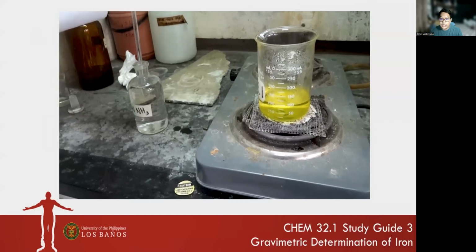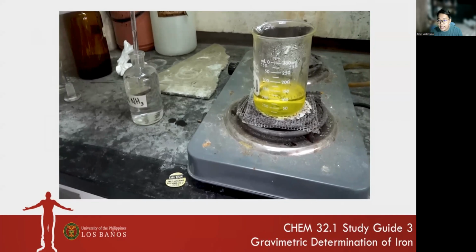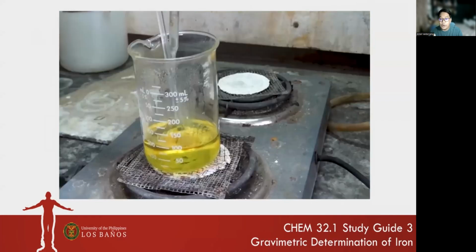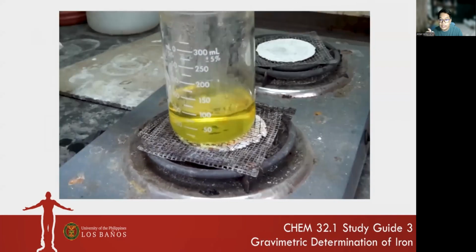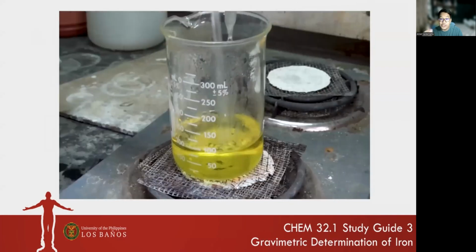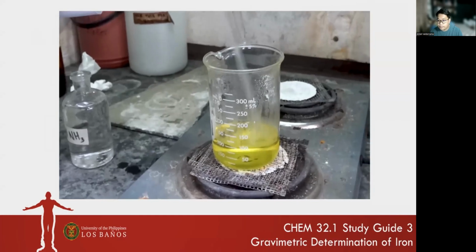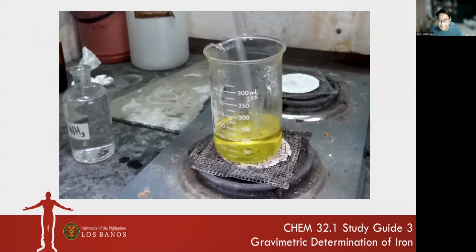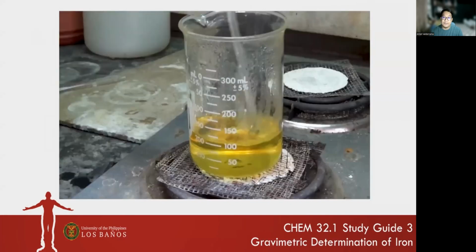So as you can see here, once the drop has contacted the solution surface, there will be a change of color to reddish brown. So from a clear bright yellow solution to a reddish brown gelatinous precipitate.